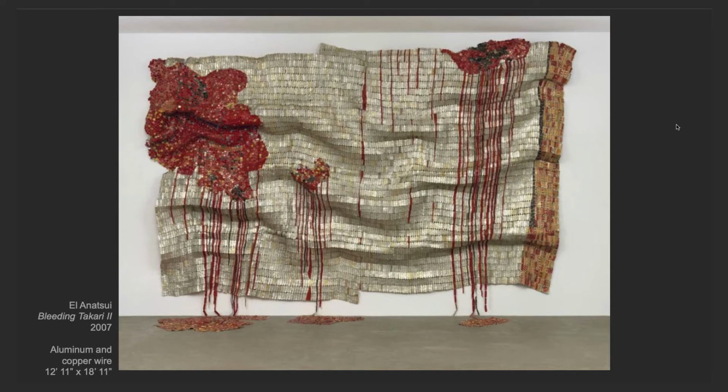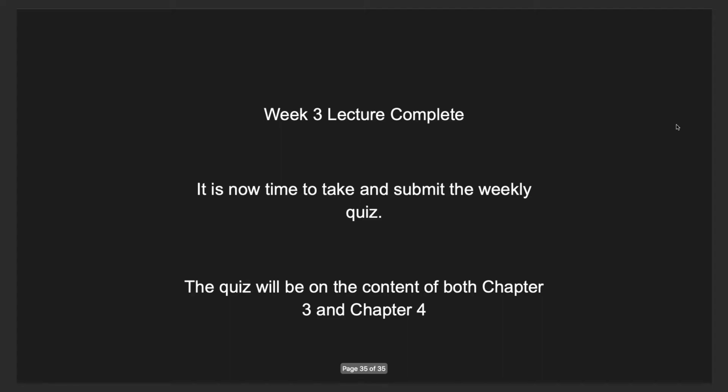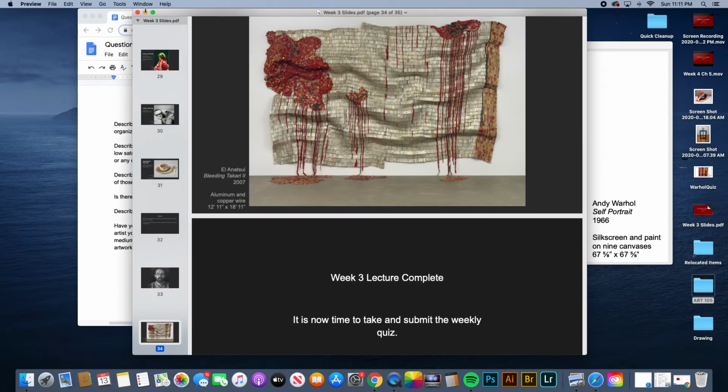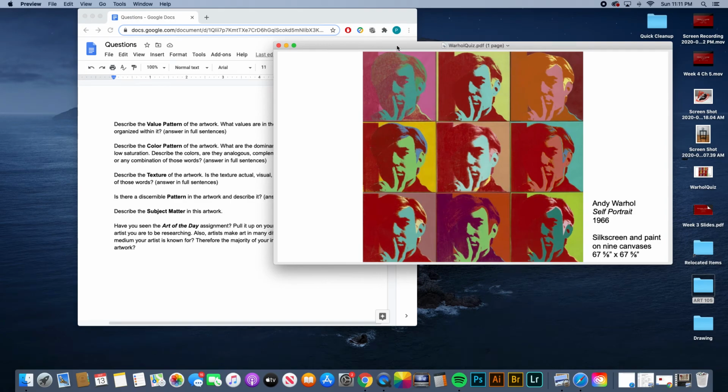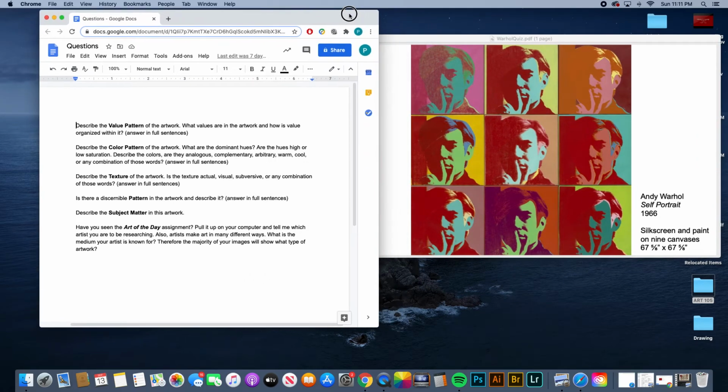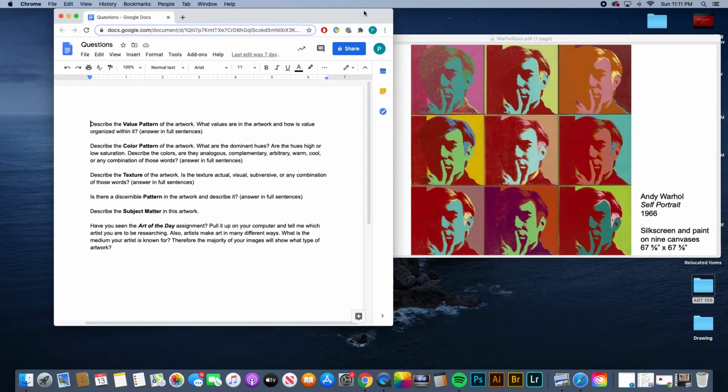Another pattern with an actual texture. All right, that's the end of the review of chapters 3 and 4. Let's go on to last week's quiz. All right, so last week we were looking at this print by Andy Warhol. Let's go over the questions.